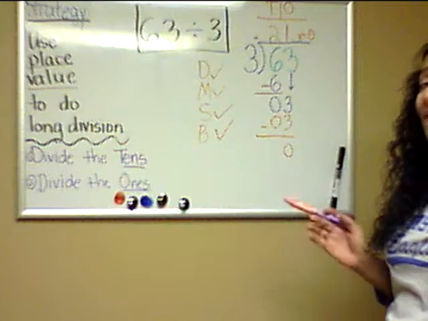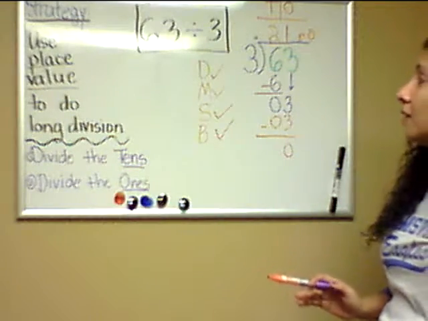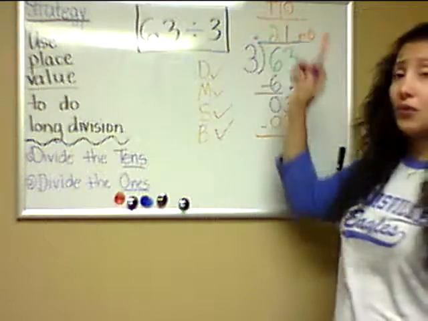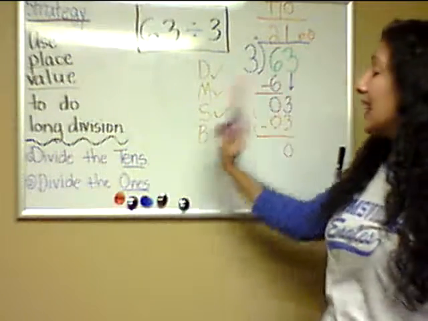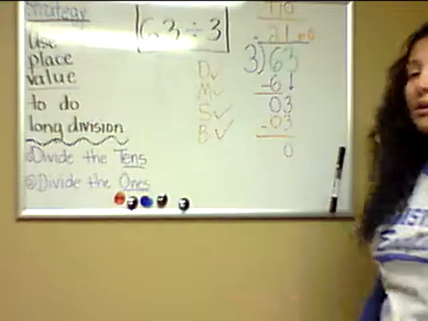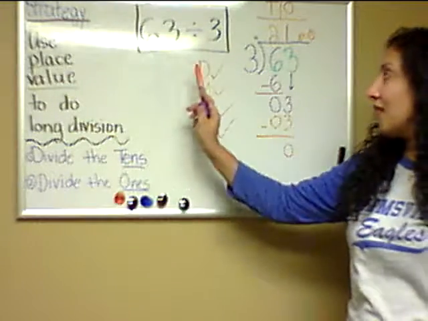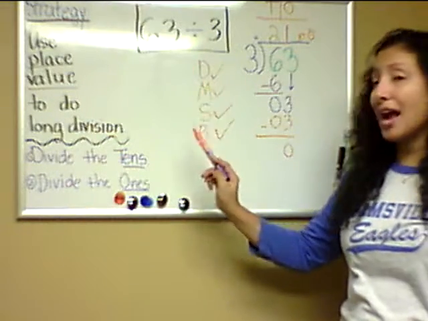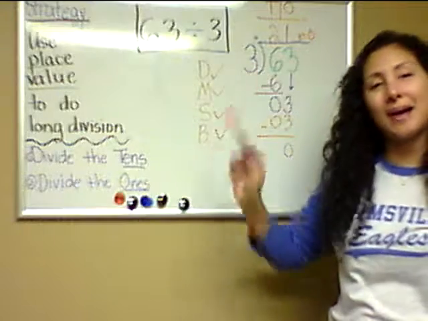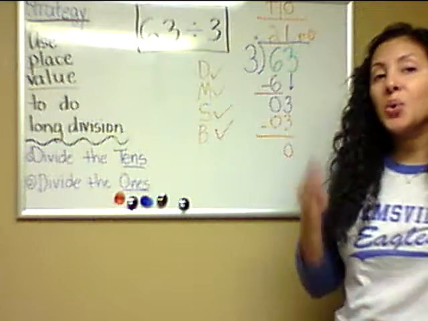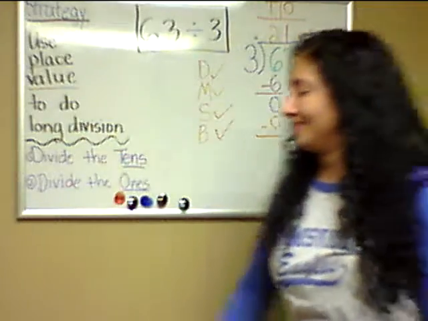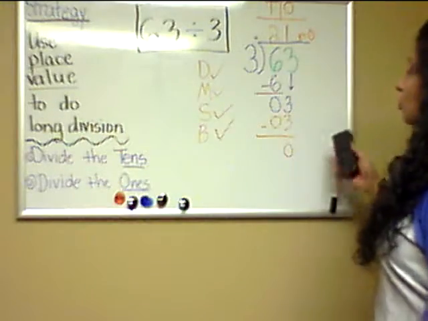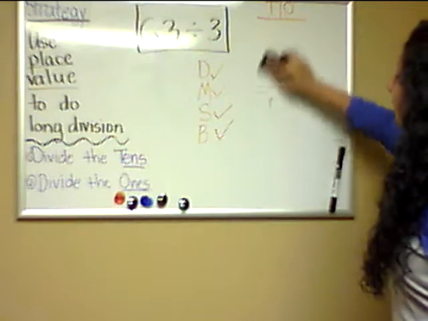We did this following the strategy of using place value first, then dividing the tens, then dividing the ones, not forgetting the steps of divide, multiply, and subtract, bring it on down or bring it back up. Let's do one more example, but this time we'll work with a harder number. As long as you have your strategy, it will never fail.